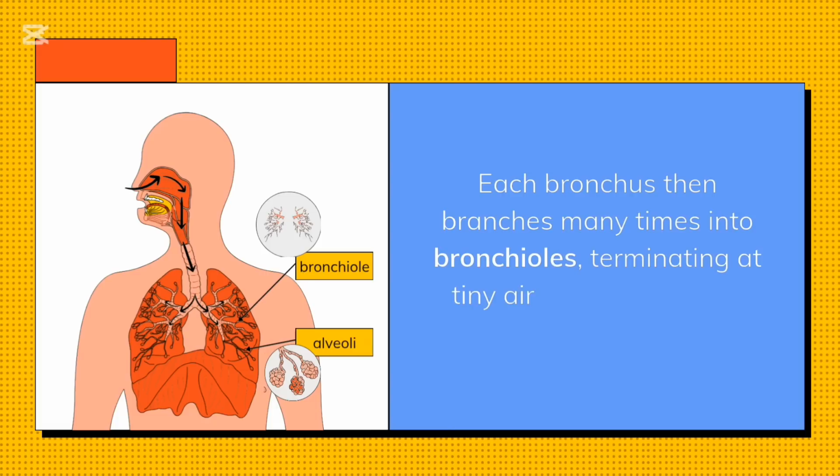Exhalation occurs when the diaphragm relaxes and moves upward, decreasing the volume of the chest cavity. This increases the pressure inside the lungs, forcing air out through the nose or mouth. This process helps remove carbon dioxide and maintain proper gas levels in the blood.